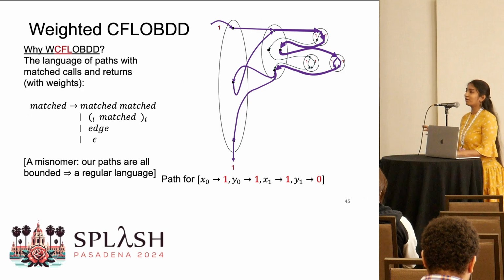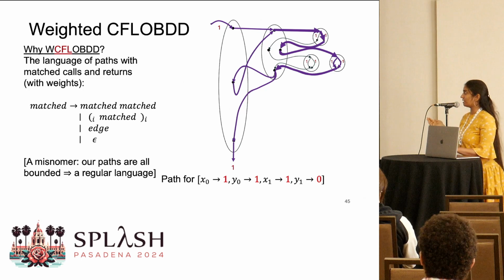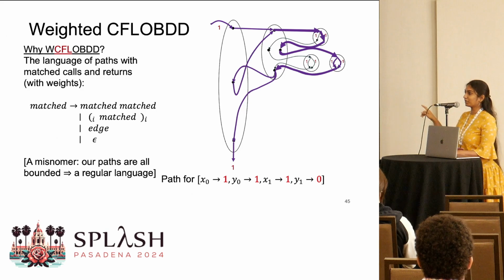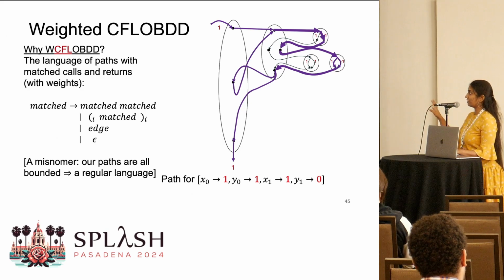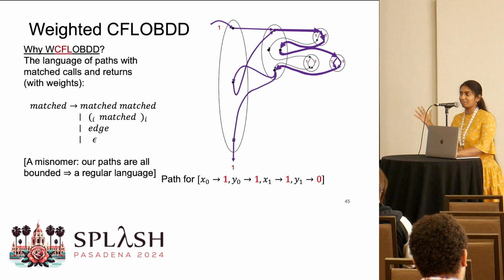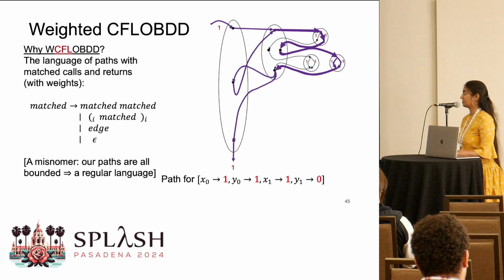So why is it called weighted context-free language binary decision diagrams? Because this follows a matched path grammar. It's a balanced parenthesis grammar where the edge has a weight. Though it's a regular grammar, because it has this balanced parenthesis, it's called context-free language binary decision diagrams.